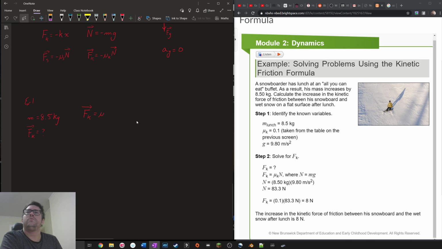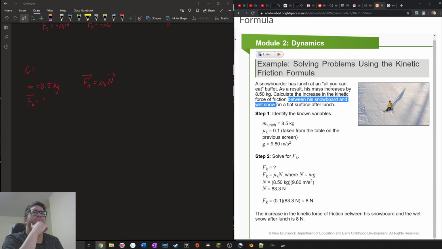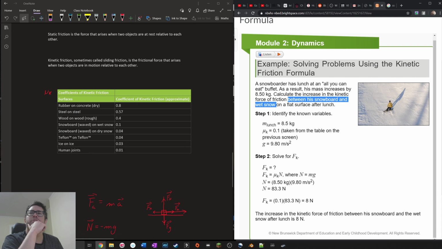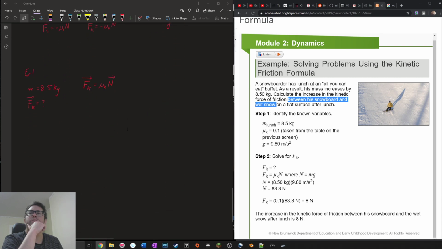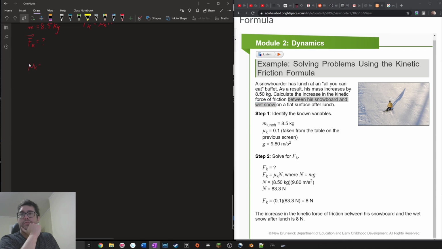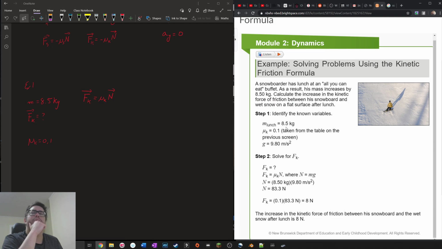So Fk will be mu k n. Okay, so in order to find Fk, I need mu k and n. What's mu k? Mu k is the coefficient of friction between his snowboard and wet snow. Snowboard and wet snow: 0.1. Good, so I'm going to put that here. 0.1. No units, you'll notice. It's a coefficient.